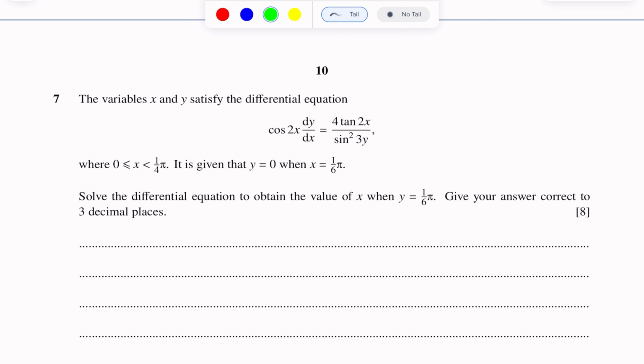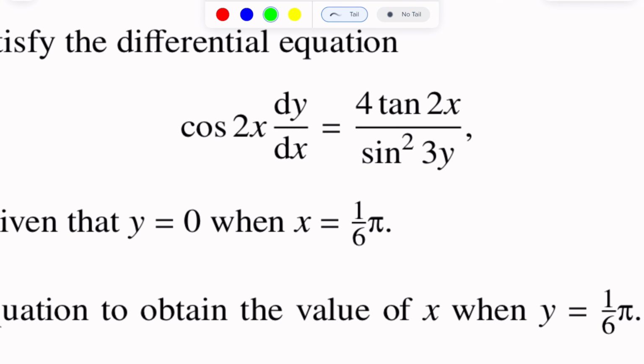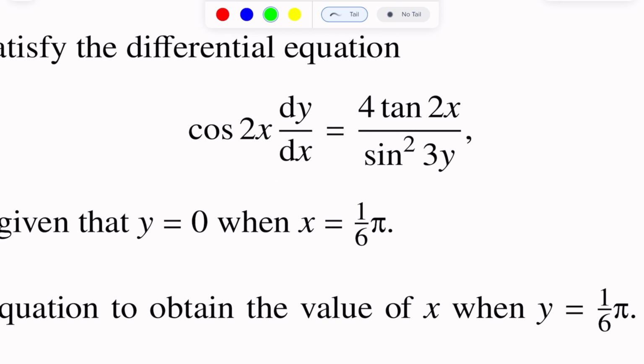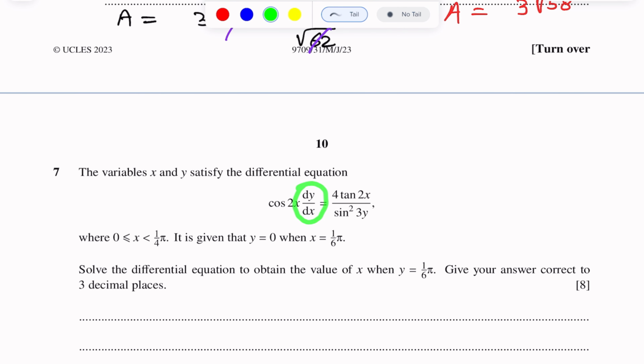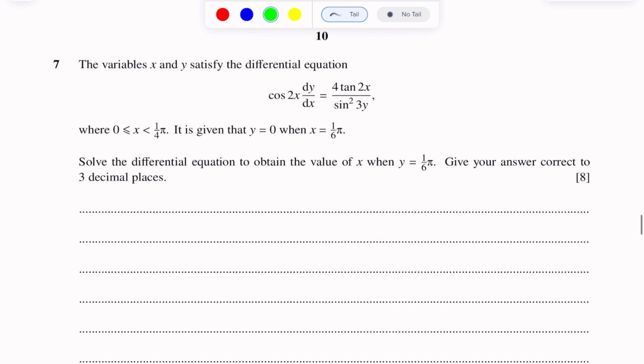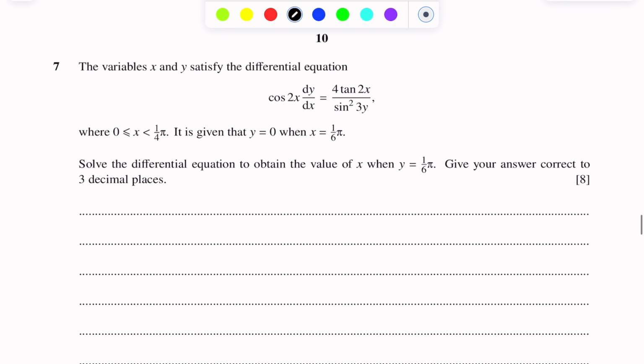Now, first step to solve the differential equation means we have to remove the differential in the question. In the differential equation, differential is dy over dx. Actually, we have to remove dy over dx. This is called solving the differential equation. There are two very important steps for solving differential equation. First, we separate the variables.